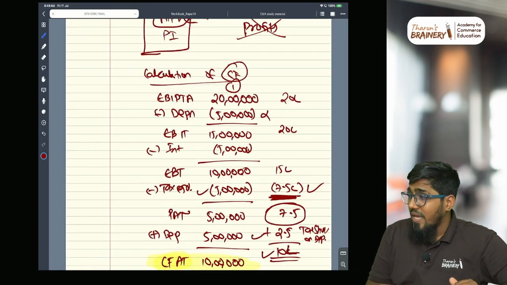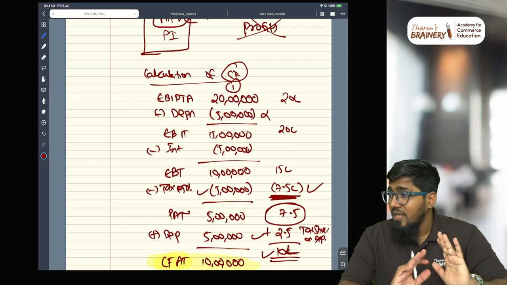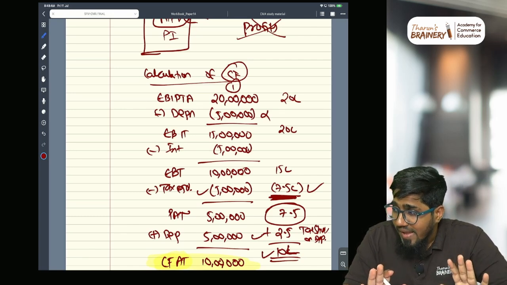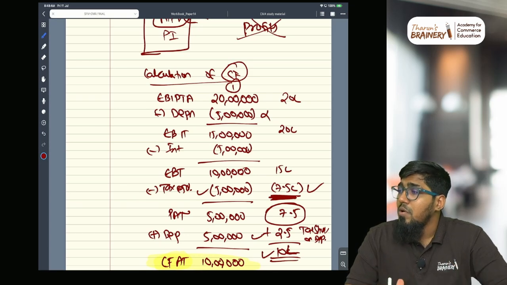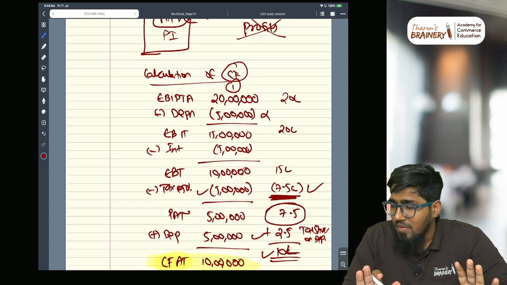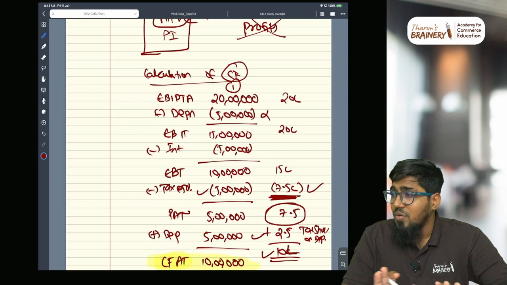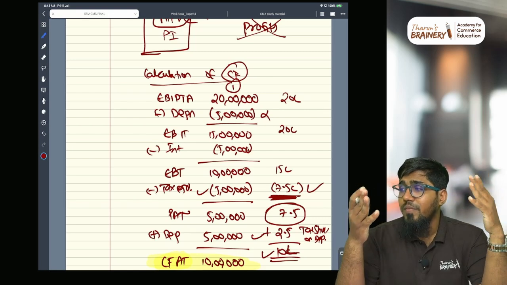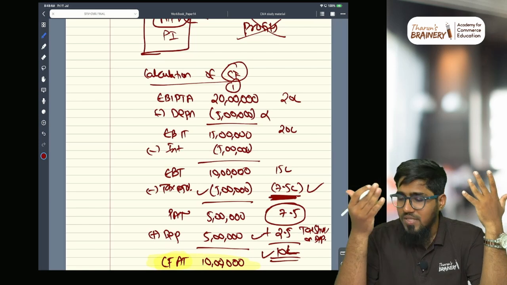More about cash flows and the other techniques we are going to see in the next class. I hope you have enjoyed today's session. A lot of things we have discussed. Conceptually, we are just building the foundation, and slowly we will be advancing with more and more concepts.